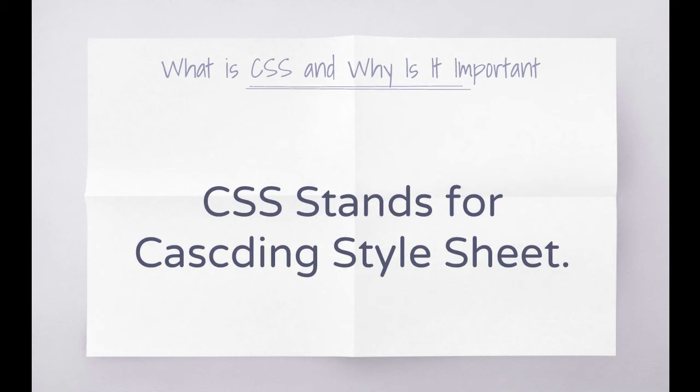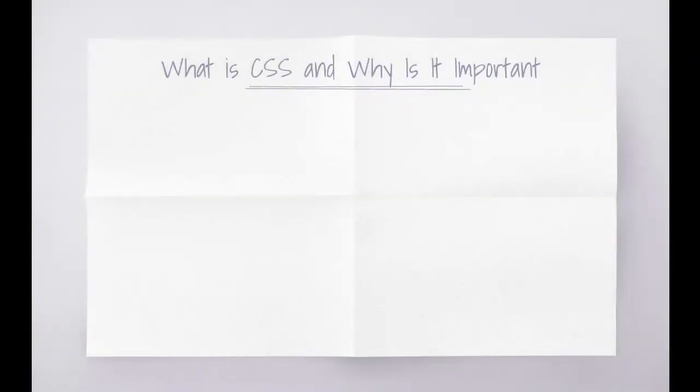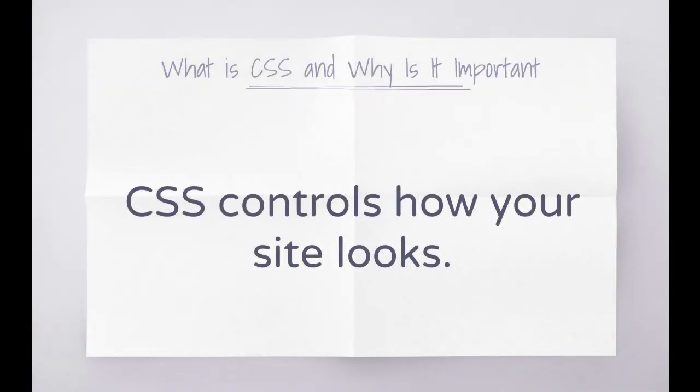Now, what is CSS and why is it important? Well, the first thing you should know is that CSS stands for Cascading Style Sheets, the keyword here being cascading. We'll get into that a little bit later, but just know that cascading means from top to bottom, and you have to keep that in mind when you start to pick up a few other things. Now, CSS controls how your site looks. All of the colors, the fonts, line heights, layouts, etc. are all controlled through cascading style sheets.